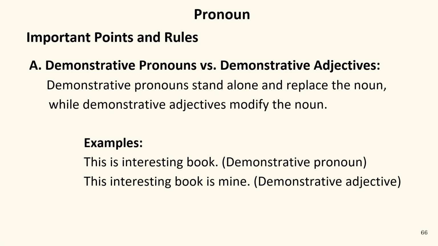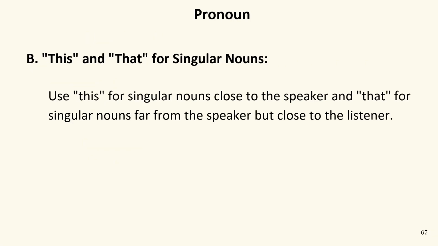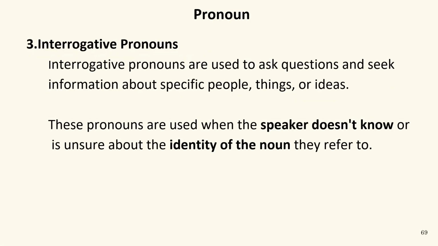This is interesting book. Here this is a demonstrative pronoun because book is not just after the word this. This interesting book is mine. Now, the word book is just after the word this. So this and interesting, both of these are adjectives qualifying the noun. So this is a demonstrative adjective. This and that we use in singular form, these and those for plural.